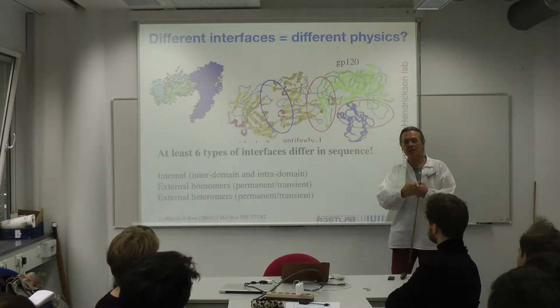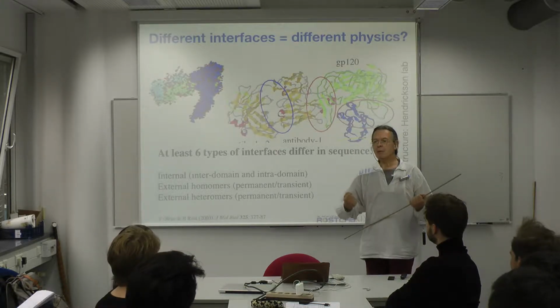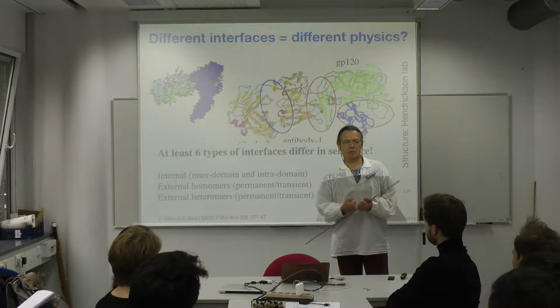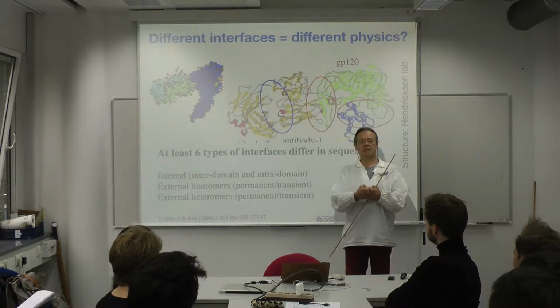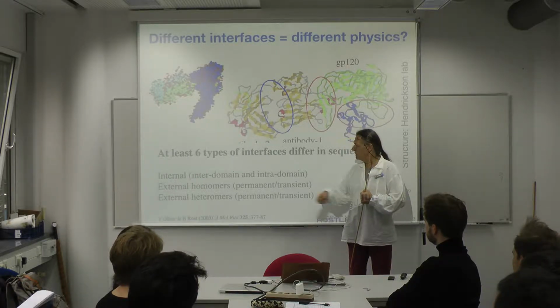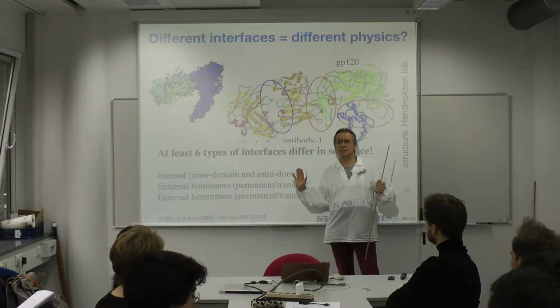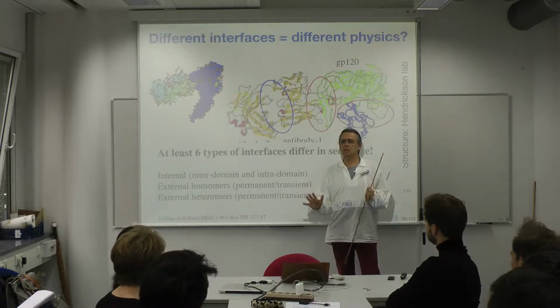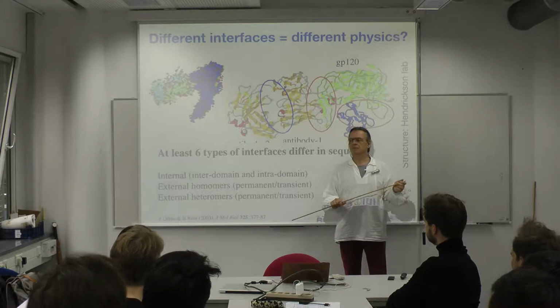So permanent external is an example here in the yellow, but it's cut off here. You have two different domains of the same protein. I call them permanent because the same protein is always together. These two domains will always be together, right? And those are three different types of interfaces. And my question is, do they differ? How would you answer that?